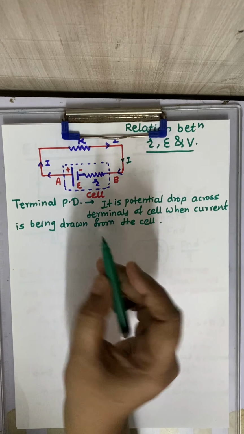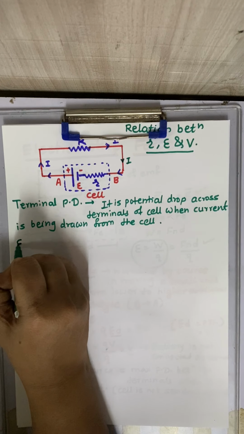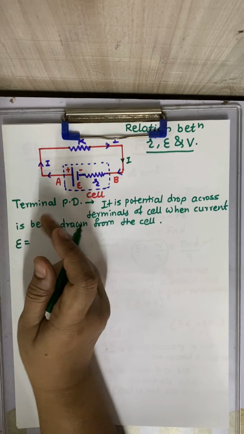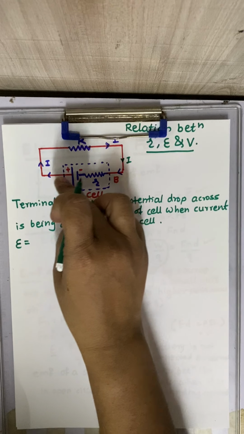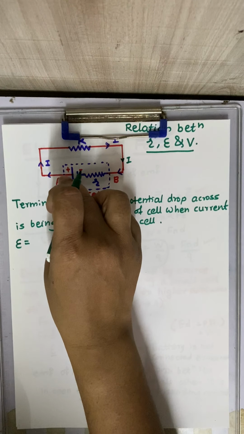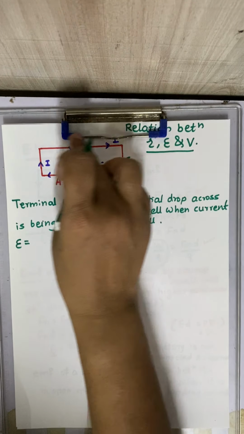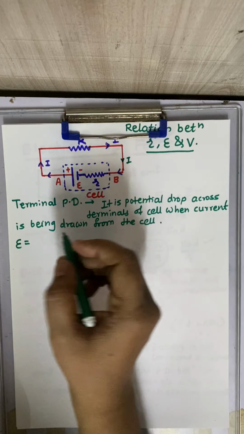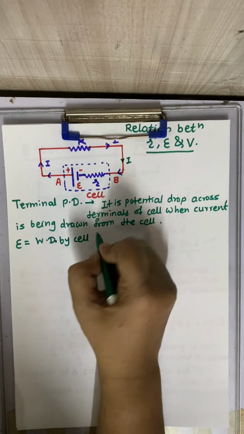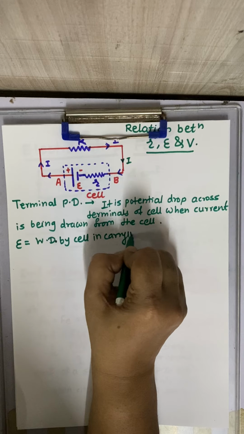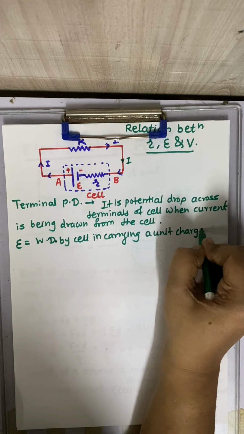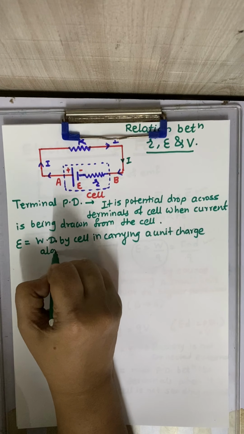Now by the definition of EMF, what is EMF? It is the work done by the cell in carrying the unit charge along the closed circuit through the positive terminal, through the resistance, to the negative terminal, and from negative terminal to positive terminal. Then only we can say it is a complete round of the circuit. So it is the work done by the cell in carrying a unit positive charge along the closed circuit.